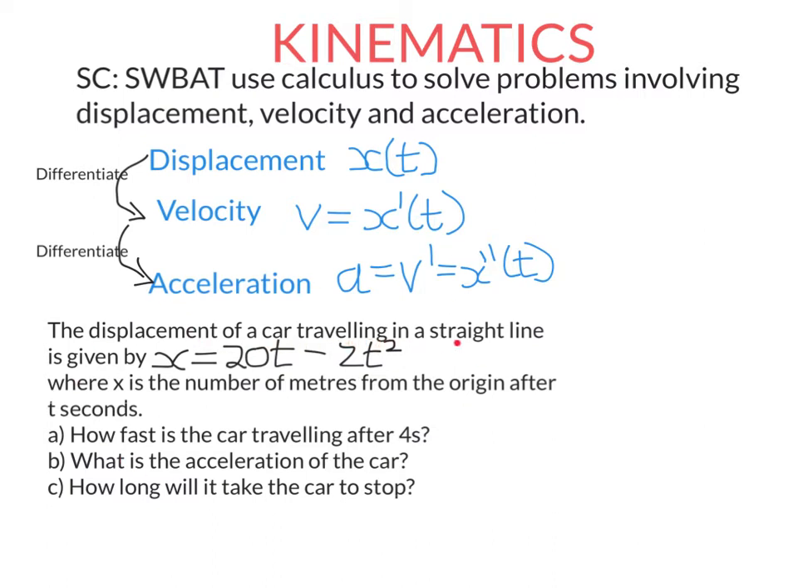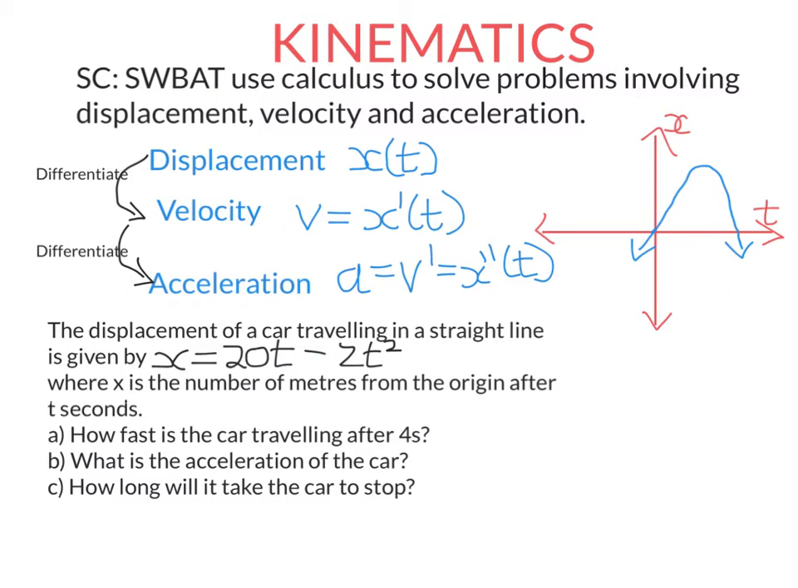All right, let's use all this to solve this problem. The displacement of a car traveling in a straight line is given by this function here. x is the number of meters from the starting point after t seconds, and we're going to answer all these questions. First, let's have a look at what's going on. If I were to graph this function, it would look like this. And no, I haven't made a mistake. x is supposed to be on the vertical axis because it's x equals something. So x is like replacing y and t is like replacing x.